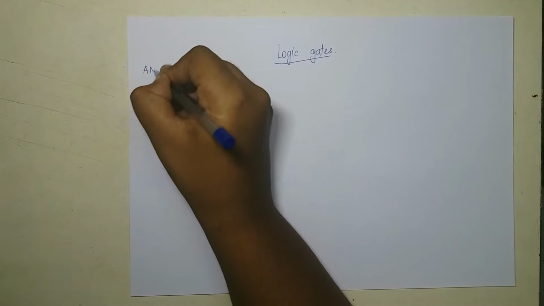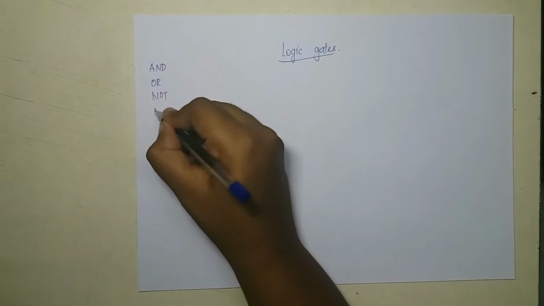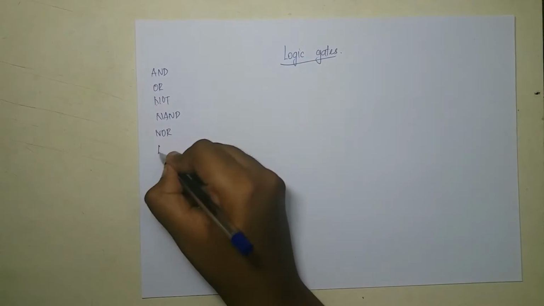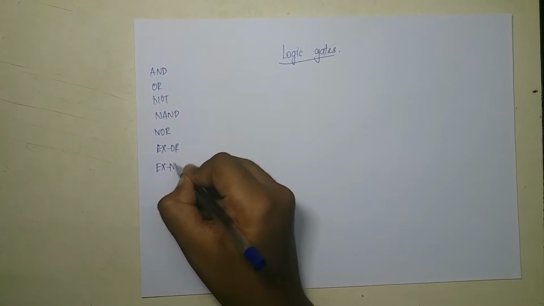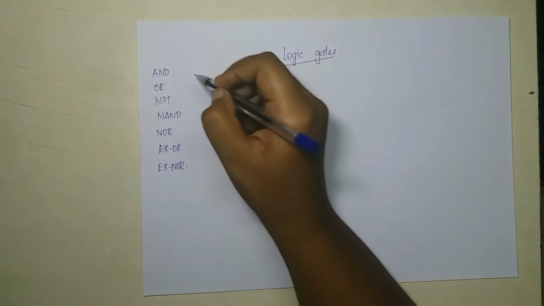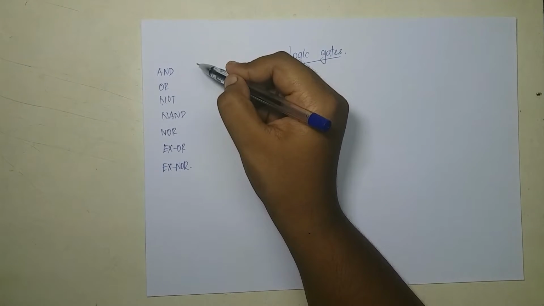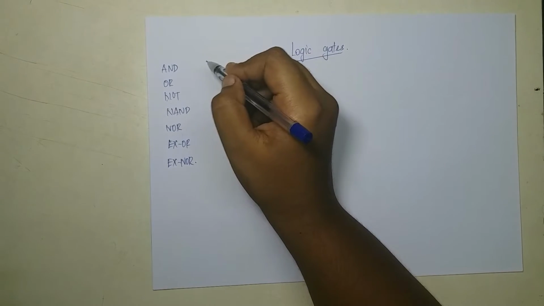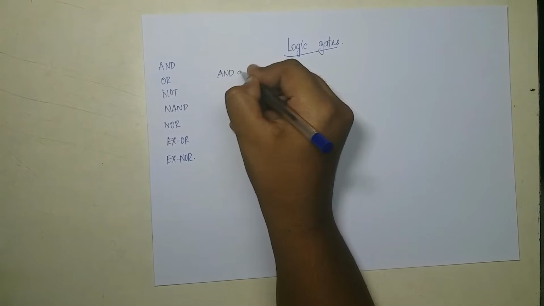It can be AND gate, OR gate, NOT gate, NAND gate, NOR gate, exclusive OR gate and exclusive NOR gate. So we will be seeing each of these gates' graphic symbol, its algebraic function and their truth table. So first we will be seeing AND gate.